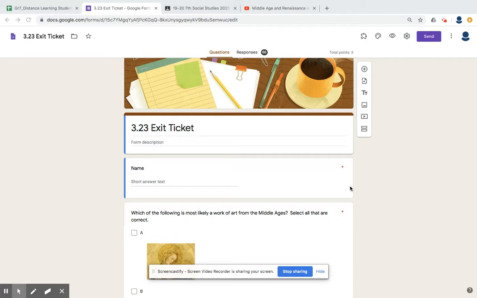Before we start, let's go over the most recent exit ticket. There's only 66 of you that have taken it, and it is about 4:30. So please don't wait till the last moment.